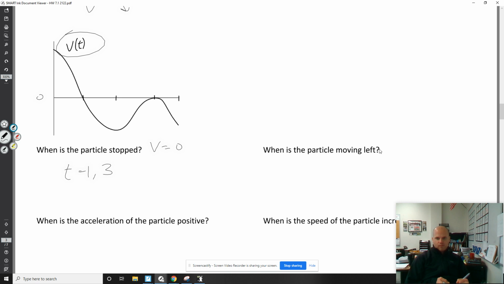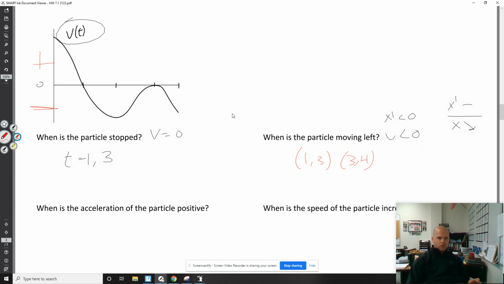When's the particle moving left? When my velocity is negative. When is my velocity, or when like the derivative is negative? I keep doing this because it's so important. If the derivative is negative, position is decreasing. If the position is decreasing, you're moving left. You don't have to always say that. You can just say the velocity is negative, you're moving left. That's good enough reasoning. So here's my velocity. Positive values, negative values. We got from 1 to 3 and 3 to 4. I'm not including 3 because that's when I've stopped.